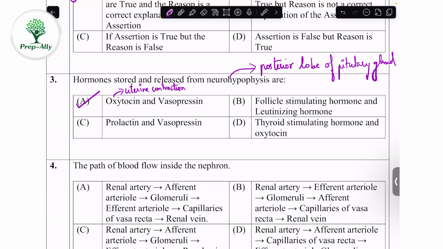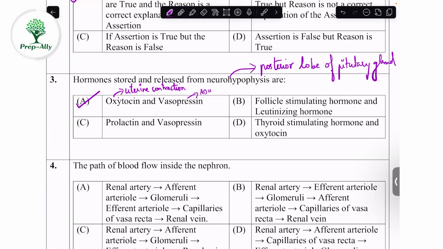Okay, during the delivery time, the uterus has to contract. That contraction is regulated by the oxytocin hormone. During labor, oxytocin is released from the pituitary gland. And vasopressin is otherwise called the ADH hormone. They control the water reabsorption that happens in the kidney.